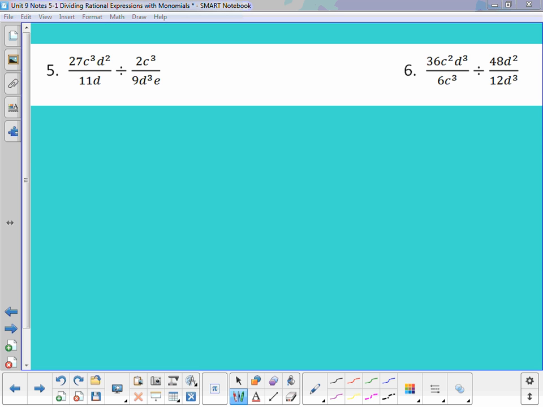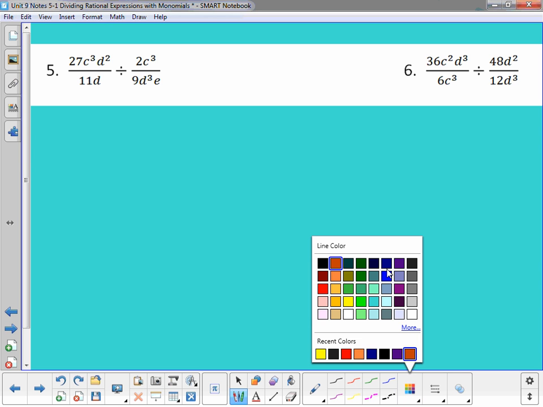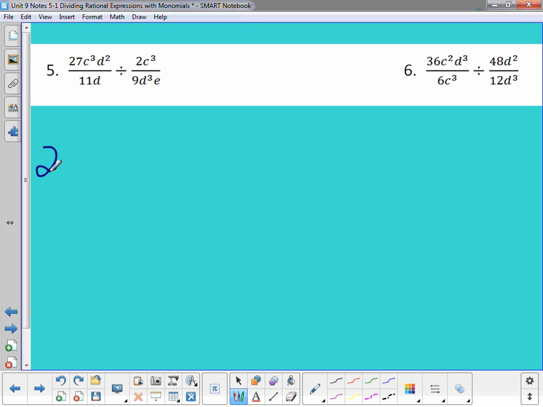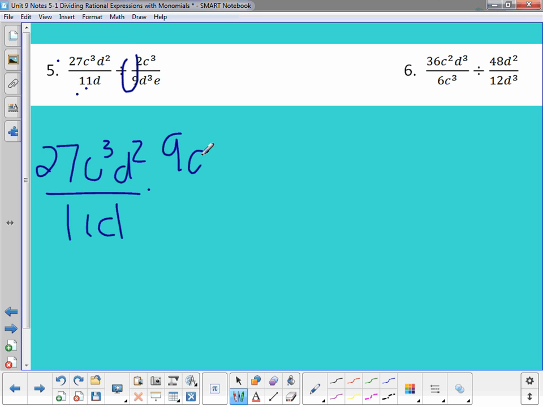Okay, so now let's go ahead and simplify this out some more. So next, we have 27c cubed, d squared, and 11d. There's nothing I can do about those two numbers. Neither can I do anything with these two either, so I'm going to go ahead and flip it. I'm going to bring 9 to the top, d cubed e. Remember, when you're dividing, you flip only the second fraction. You flip only the second fraction.